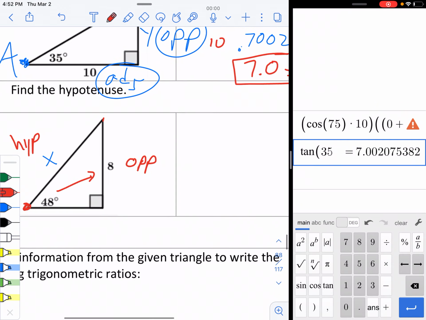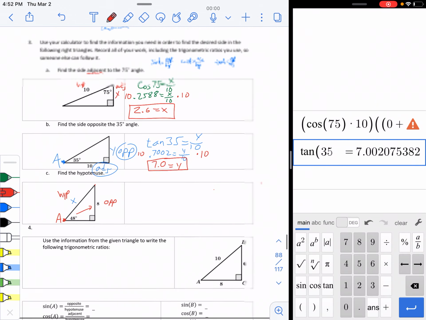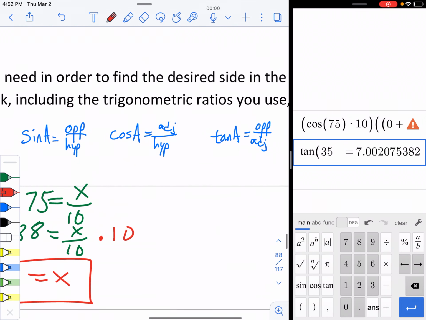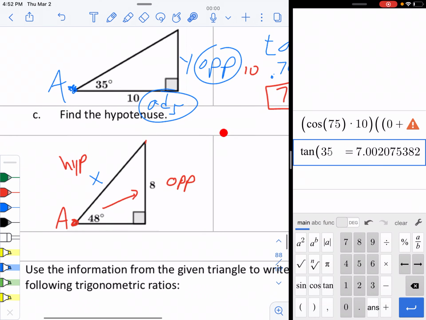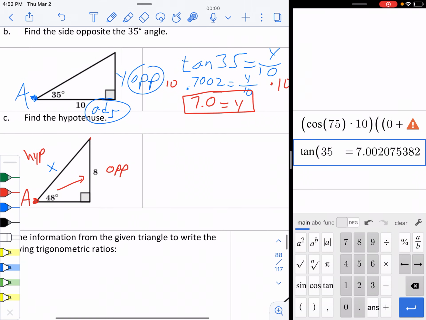So we got opposite and hypotenuse. Which of these ratios uses opposite and hypotenuse? Well, the sine uses opposite and hypotenuse. So since sine uses opposite and hypotenuse, that's the one we want to use. We don't know the adjacent here. We don't care to know it. We're not looking for the adjacent. So we don't want to use any of the others. We want to use sine. The sine of our angle, 48, is the opposite, which is 8, over the hypotenuse, which is x.